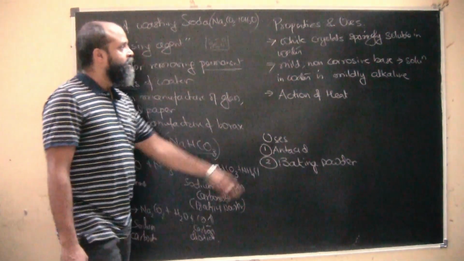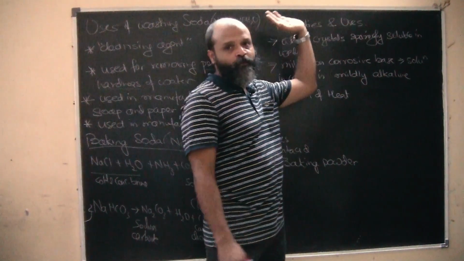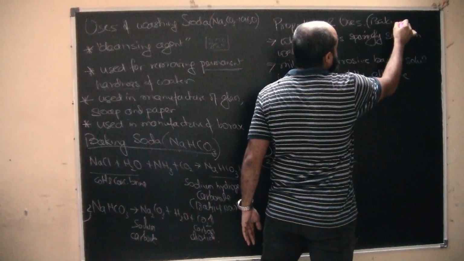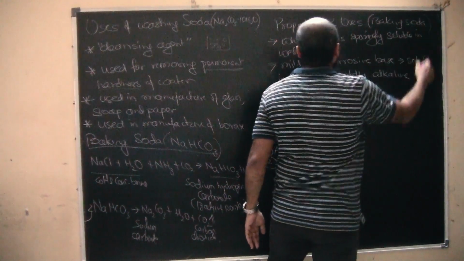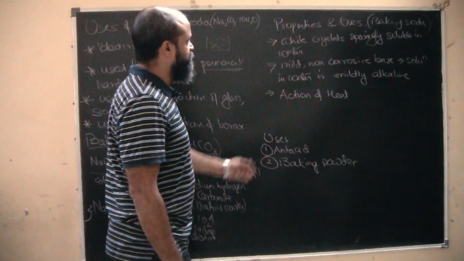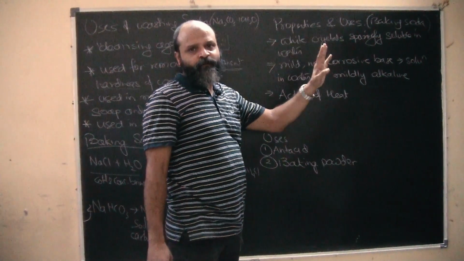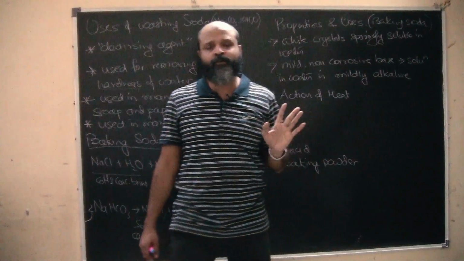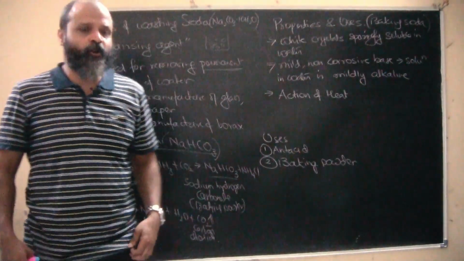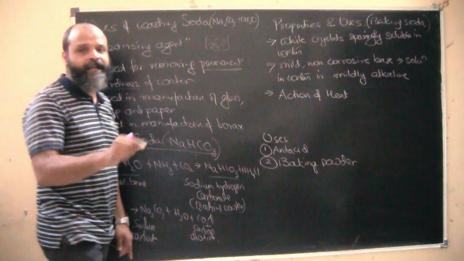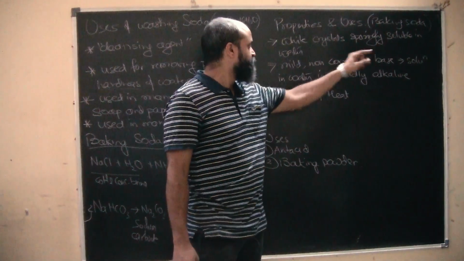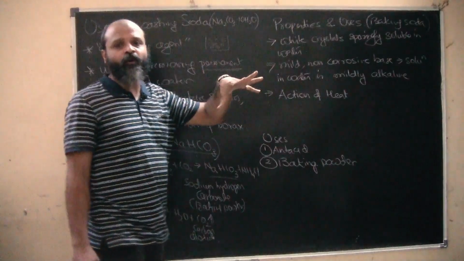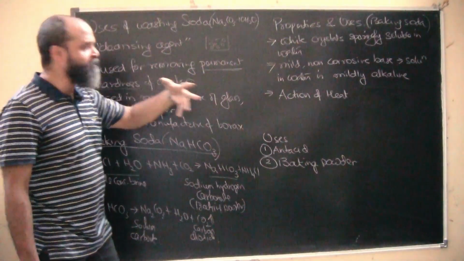Now, just to understand the properties and uses of baking soda. It is basically a white crystalline solid and is sparingly soluble in water. It is a mild non-corrosive base. It is not a very strong base, hence it is used in food items. It is mildly alkaline, not very strongly alkaline.